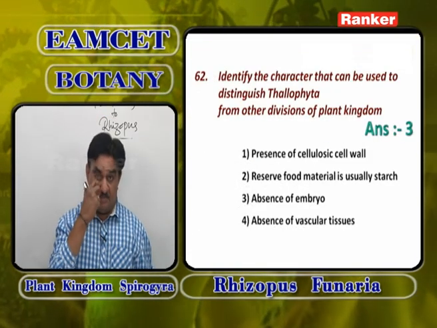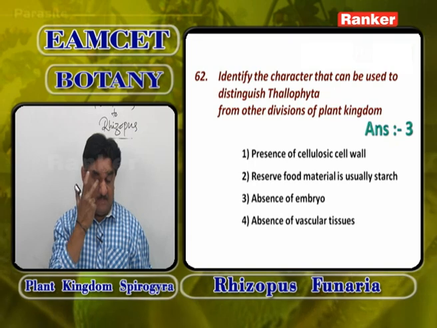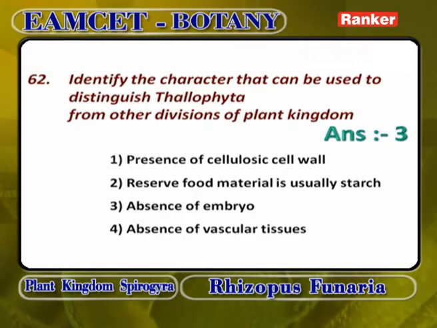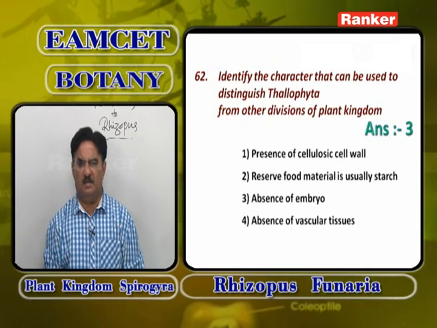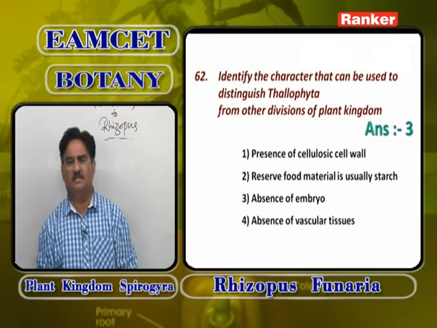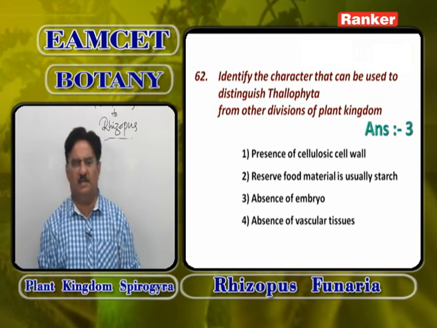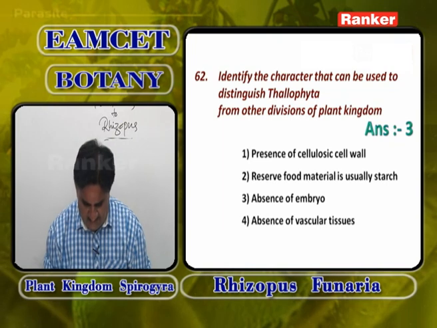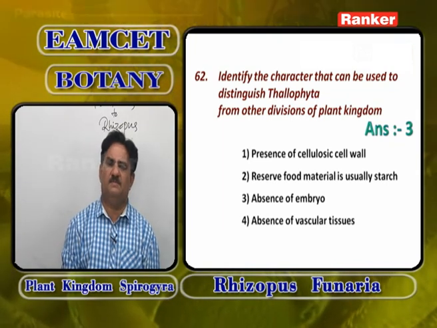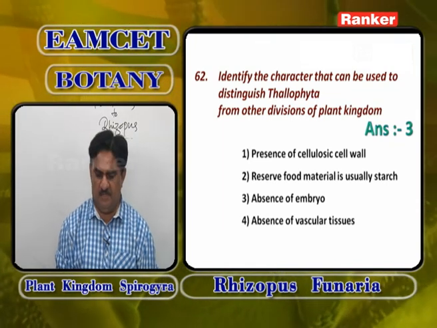Absence of vascular tissues can be observed even in bryophytes. Bryophytes also are atracheophytes along with thallophytes. The only difference between the thallophytes and other divisions is absence of embryo, because Thallophyta is the only group where the zygote undergoes meiosis instead of mitosis. Whenever it undergoes meiosis instead of mitosis, embryo is not formed.